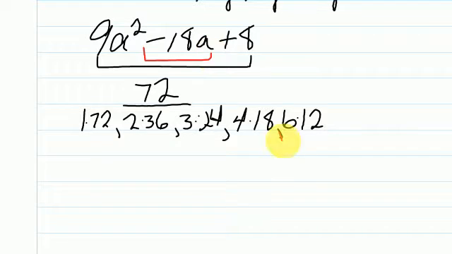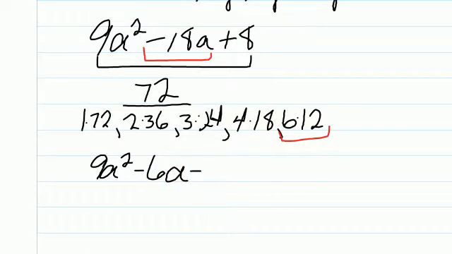And it so happens that 6 and 12, negative 6 minus 12, is negative 18. So let's rewrite this expression, 9a squared, but now I'm going to substitute a negative 6 and a negative 12: negative 6a minus 12a plus 8. This is an equivalent expression because, remember, negative 6a and negative 12a sum to equal negative 18a.